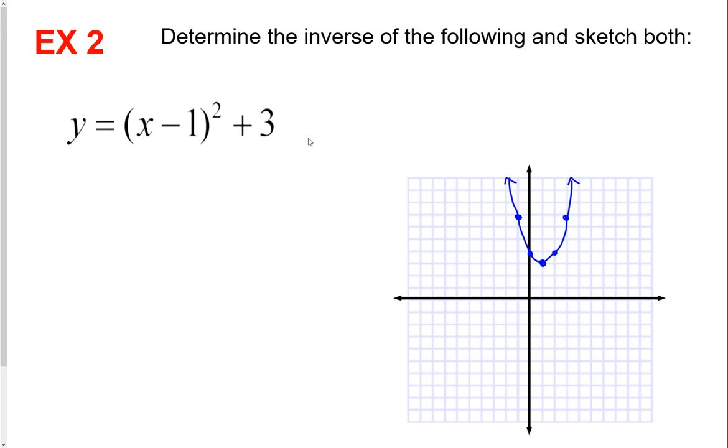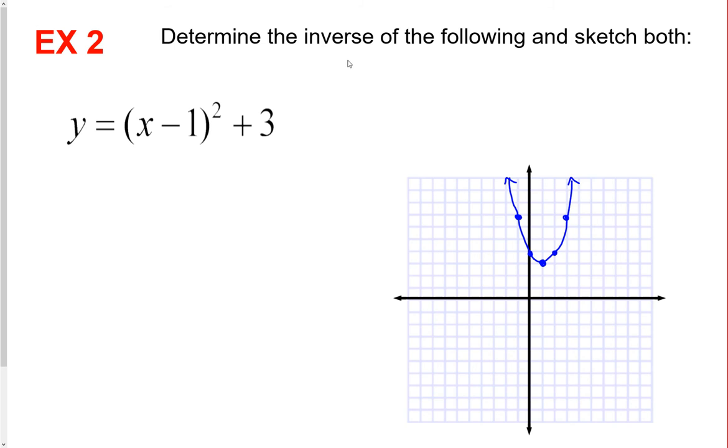Okay, so let's move on. So I've drawn my function, and I've just drawn my basic quadratic, and I've transformed this one and moved it over. That's the easiest way to do it. I could have done a whole table of values, plugged in values of x, all that kind of stuff, but that's a nice, easy way to do it, right?